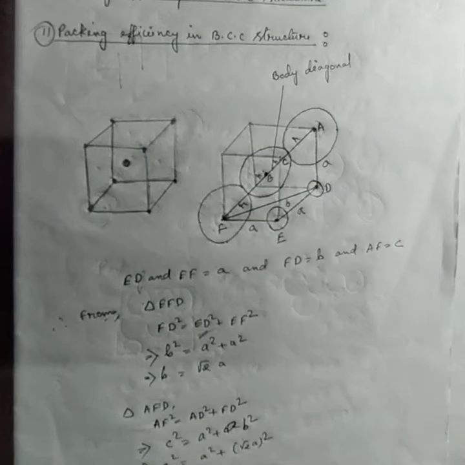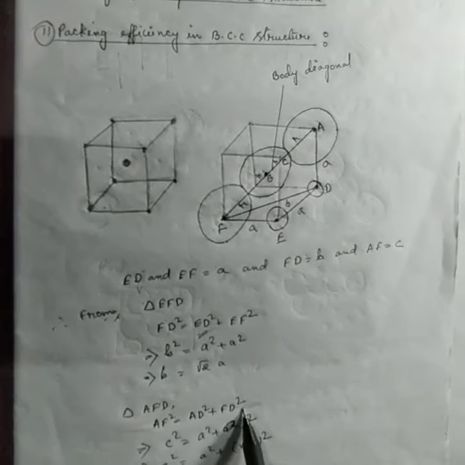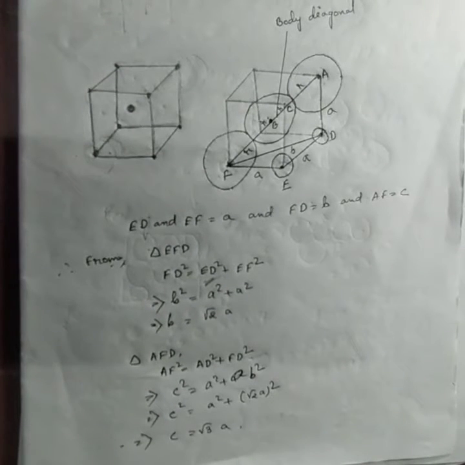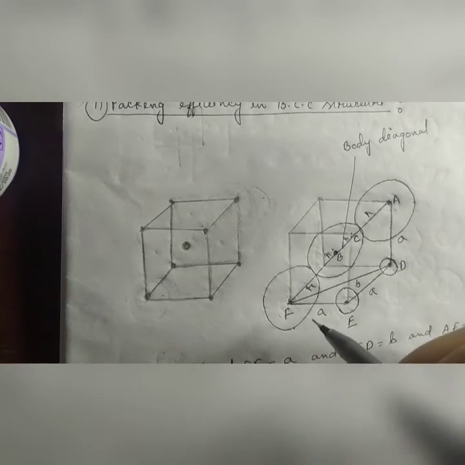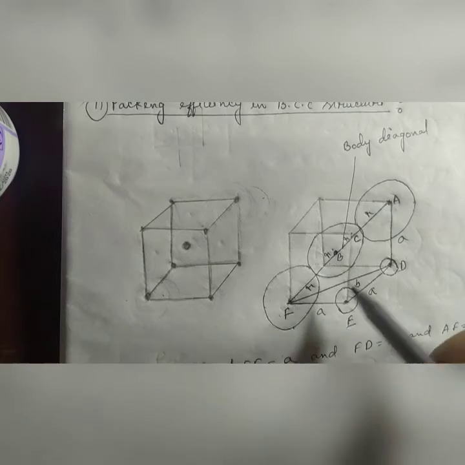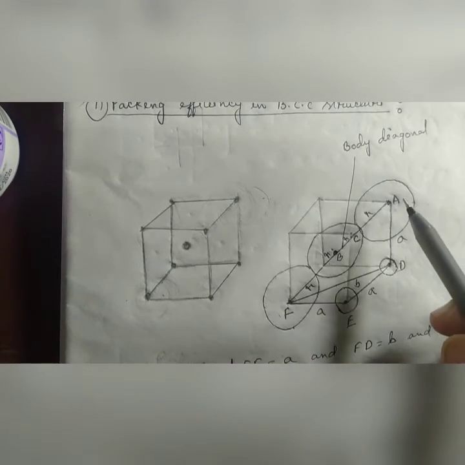Now here we will get another triangle, the triangle AFD. So same, by applying Pythagoras theorem we will get this equation, and now just put the values. After putting, you will get what? The value of C equal to √3a. Now here also we will get a total 4r from F to A.